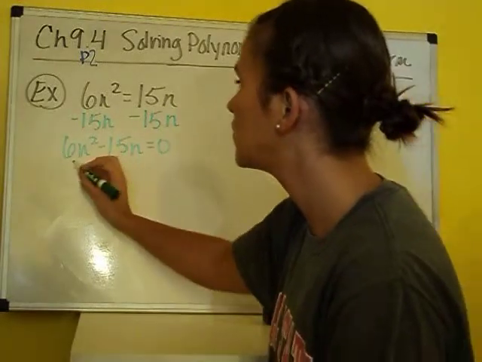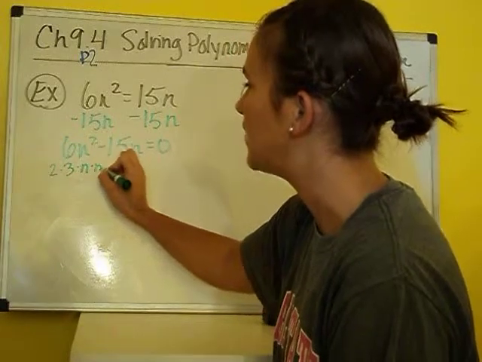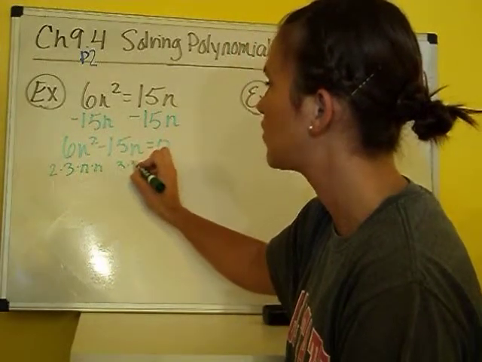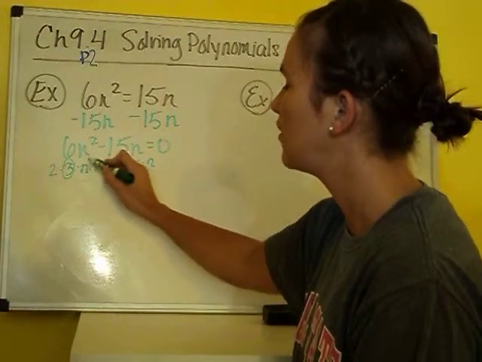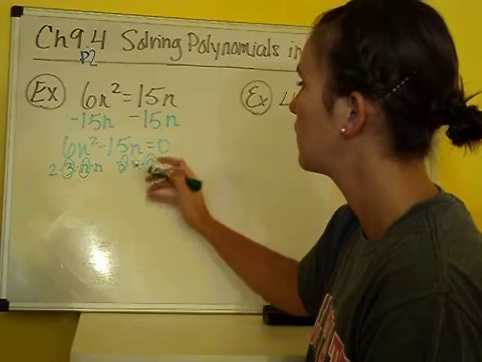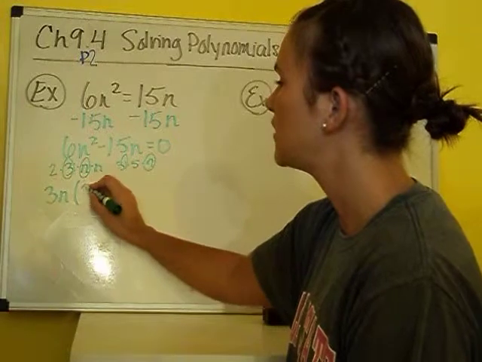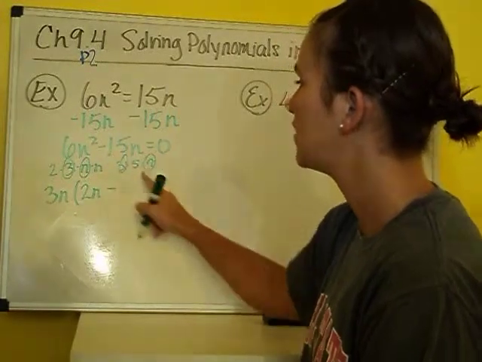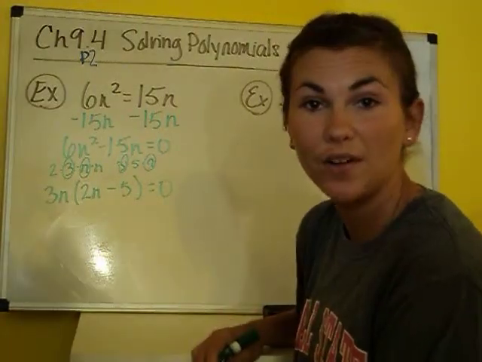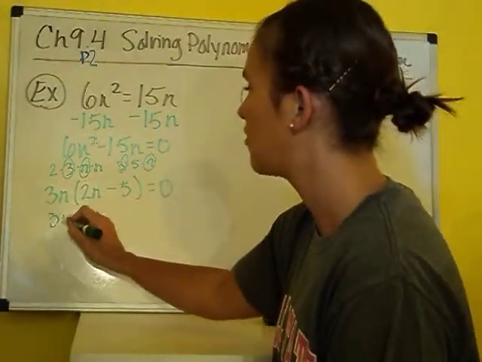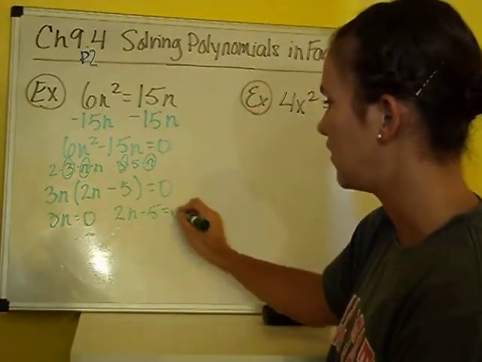Okay, so 6n squared is 2 times 3 times n times n. 15 is 3 times 5 times n. So what do they share? They both share a 3 and an n. So we're going to pull out that 3n, and we have leftovers of 2n minus a 5 equals 0. Using our zero product property, we're going to have 3n equals 0 and 2n minus 5 equals 0.